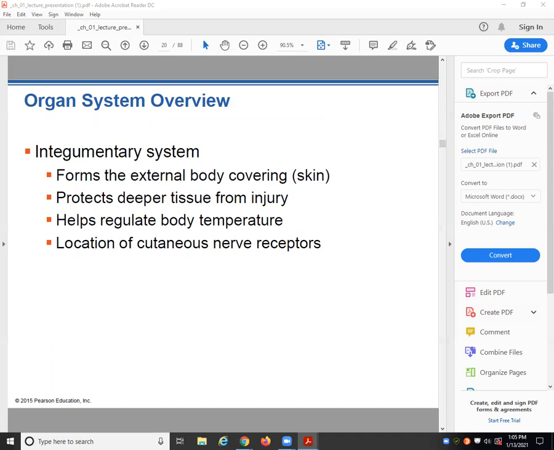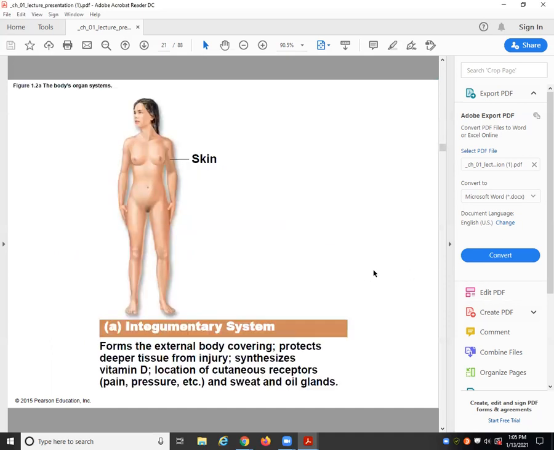So there's your integumentary system. You can see that visually. It's the skin. You have oil and sweat glands there. It makes vitamin D with contact from the sun.